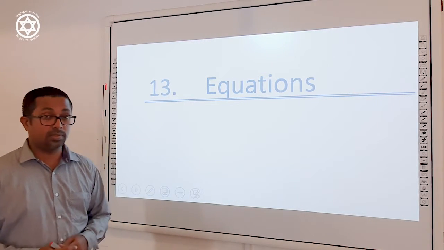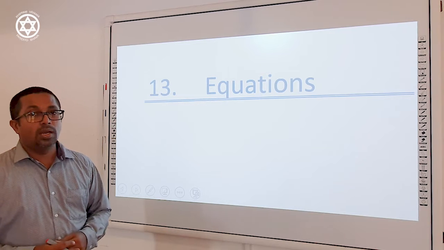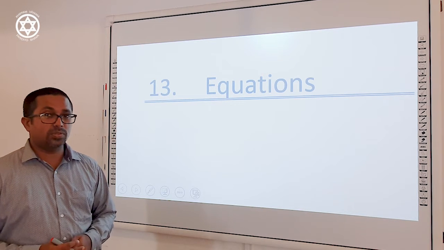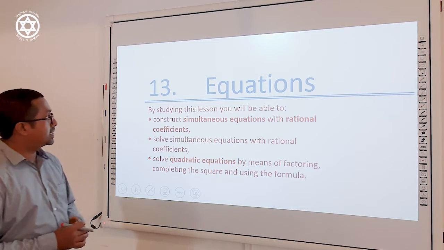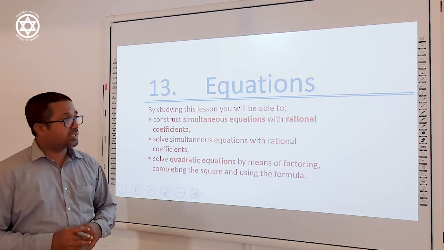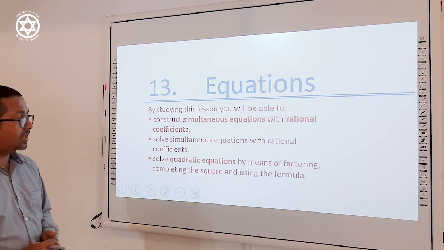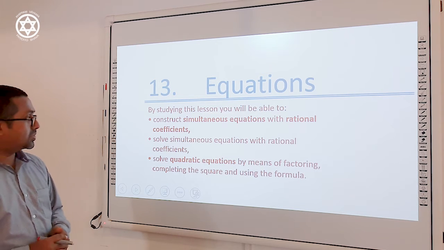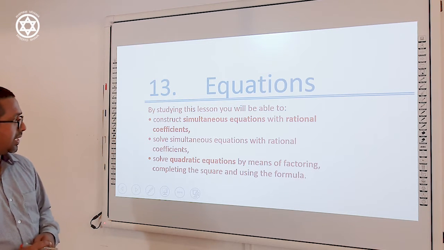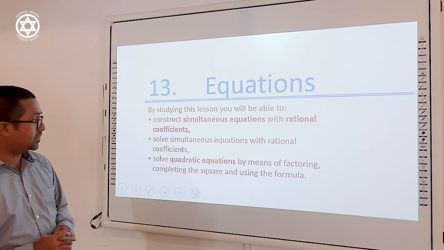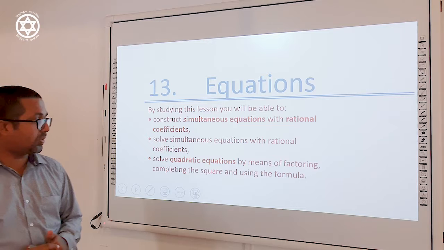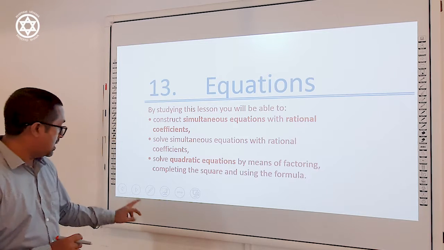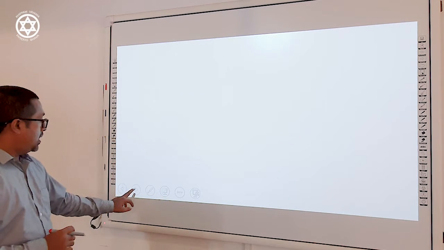I'm going to teach you a very important lesson about equations. Under this, we discuss constructing simultaneous equations with rational coefficients, solving simultaneous equations with rational coefficients, and how to solve quadratic equations by means of factoring, completing the square and using the formula.